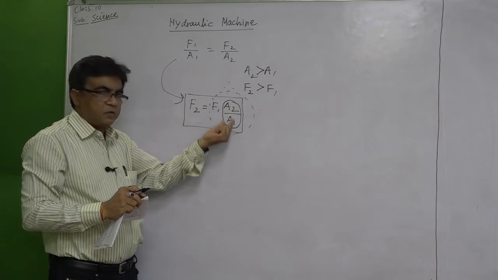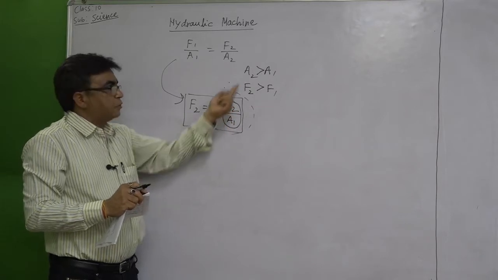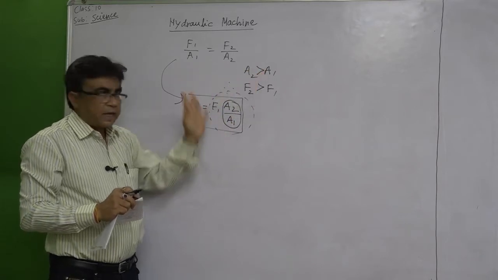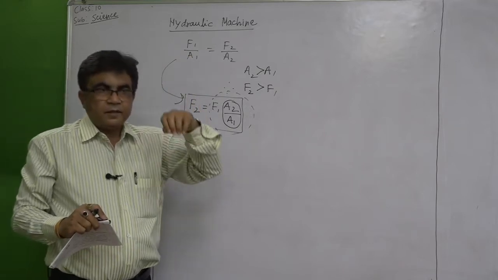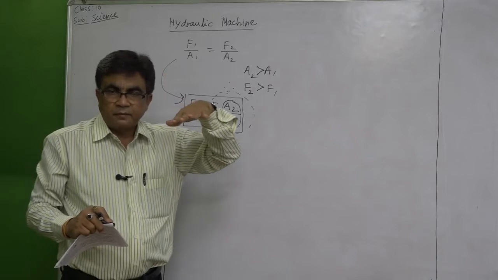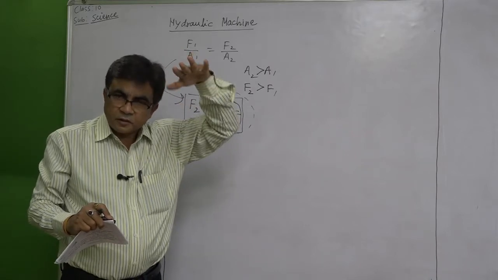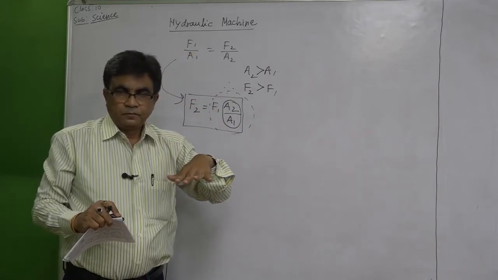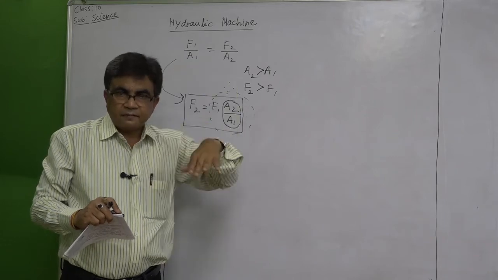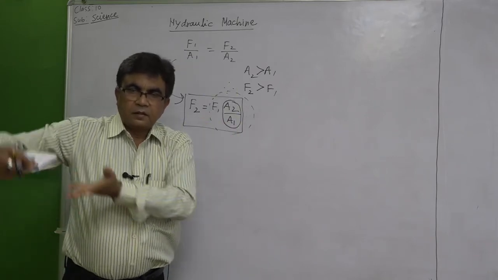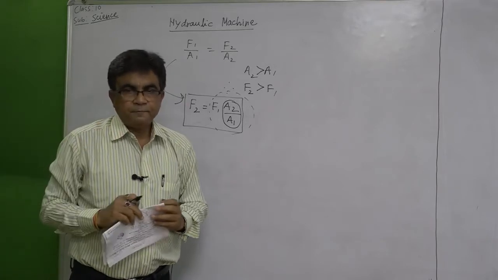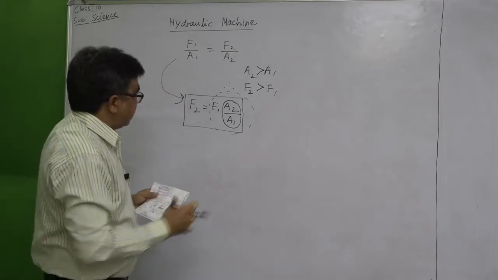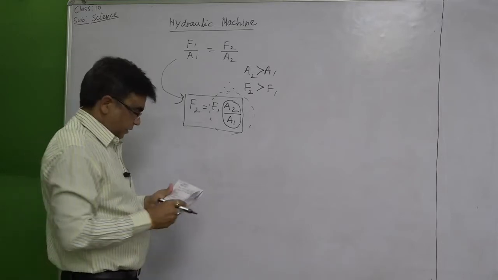That means F2 is greater than F1, because A2 upon A1 is greater than 1. Why is A2 upon A1 greater than 1? Because A2 is greater than A1. So in a hydraulic machine, whenever we have to apply effort, we apply it on the smaller piston. By applying less effort, a large force can be overcome on the larger piston. Now, let's do one simple numerical.